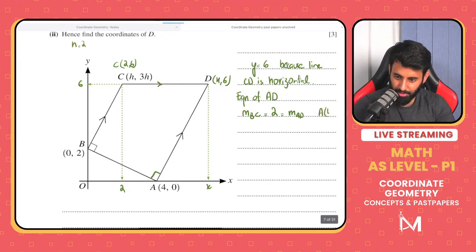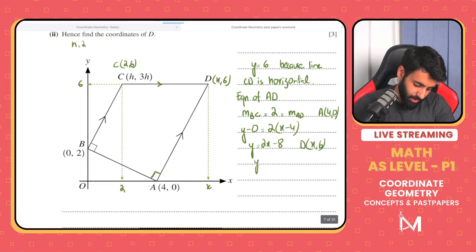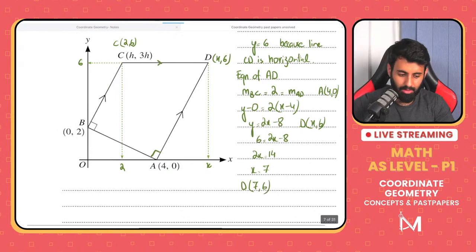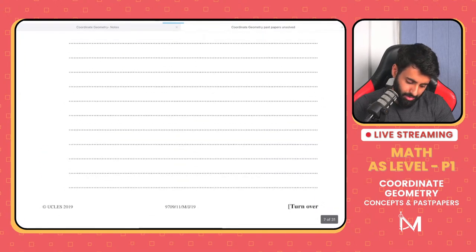Do we have a point through which the line is passing? Yes, we do. 4, 0, okay? So y minus 0 is equal to 2 into x minus 4. Form an equation. Let's see, what do we get? We get y is equal to 2x minus 8. Now we have a point of which we know the y coordinate, but we don't know the x coordinate, so let's find that. We plug in 6 in place of y, and let x be as it is. So 2x is equal to 6 plus 8, which is 14, that means x is equal to 7. So what are the coordinates? 7, 6. And there you go, that's the answer. Let's see if there's another part to it. No, there isn't.